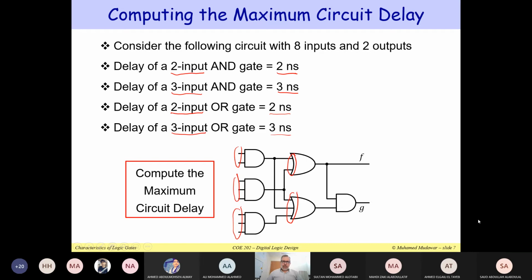So the question is, compute the maximum circuit delay. So that's the propagation delay. To calculate the propagation delay, we have to find the maximum circuit delay. How do I do this? How do I calculate the maximum circuit delay for this given circuit? Take the maximum delay for each and every gate you have in the circuit. Yes. And then? The maximum delay of the outputs is the maximum delay of the circuit.